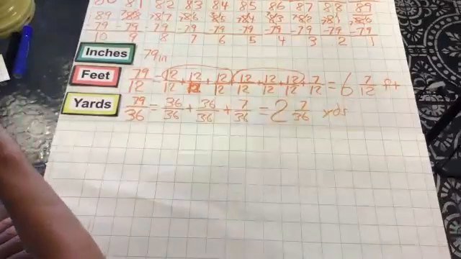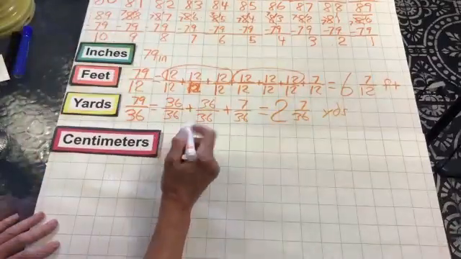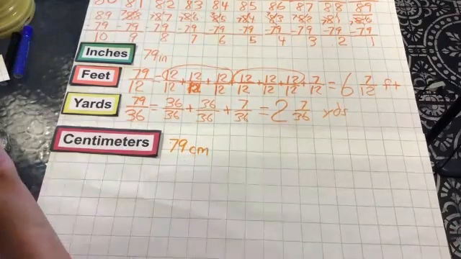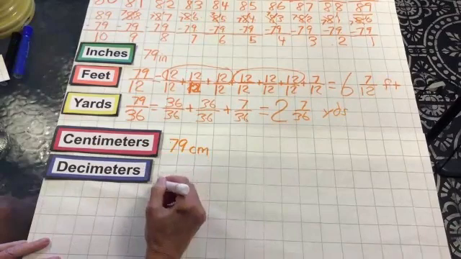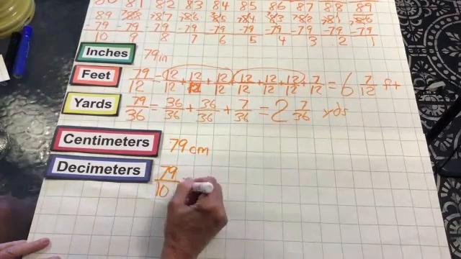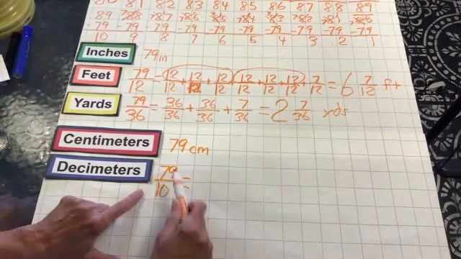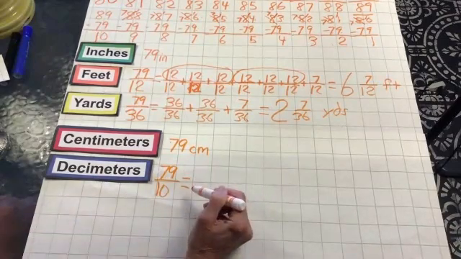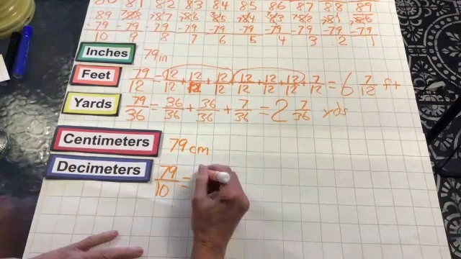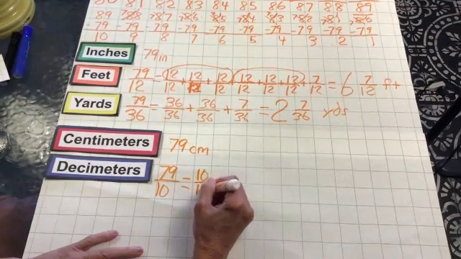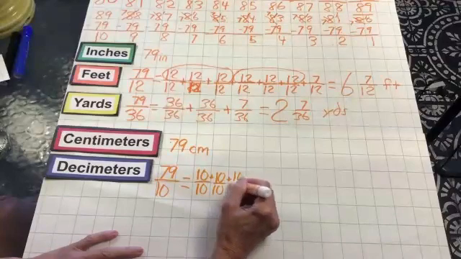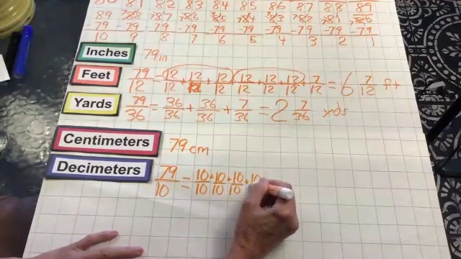Let's move on to our metric form using centimeters. So we have 79 centimeters because that's our number of the day. We play with that number. And we know it takes 10 centimeters to make a decimeter. We have 79, so we're going to be dividing that. We're taking this fraction and turning it into an addition problem to divide it up. We know we can get 7 tens out of that.